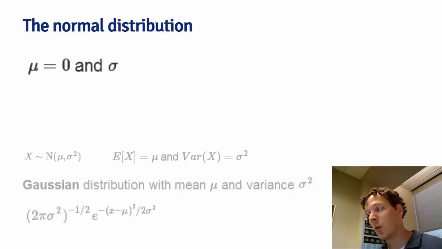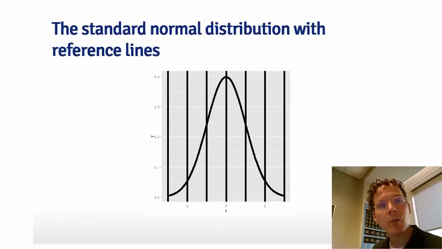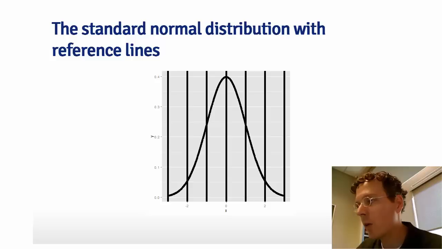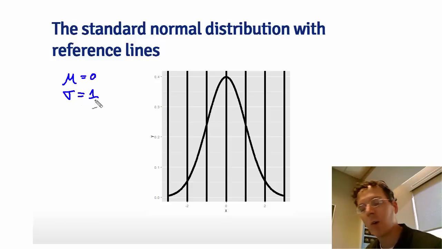When mu equals 0 and sigma equals 1, the resulting distribution is called the standard normal distribution. And standard normal random variables are often labeled z. Here I draw the standard normal density function, the famous bell curve that you've probably seen before. Remember that for the standard normal distribution, its mean is 0 and its standard deviation and variance are 1.